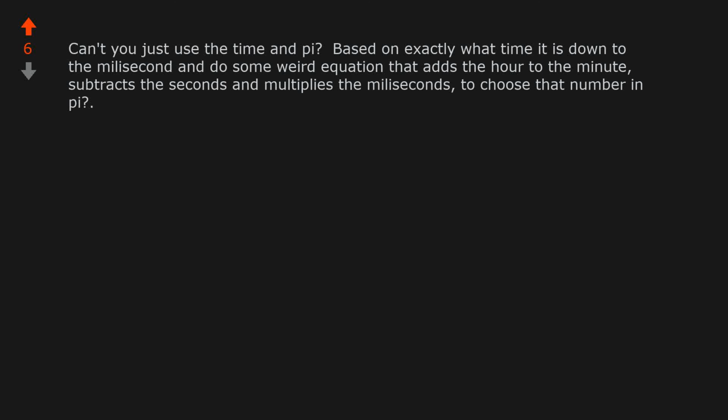Can't you just use the time and pi? Based on exactly what time it is down to the millisecond and do some weird equation that adds the hour to the minute, subtracts the seconds and multiplies the milliseconds, to choose that number in pi.